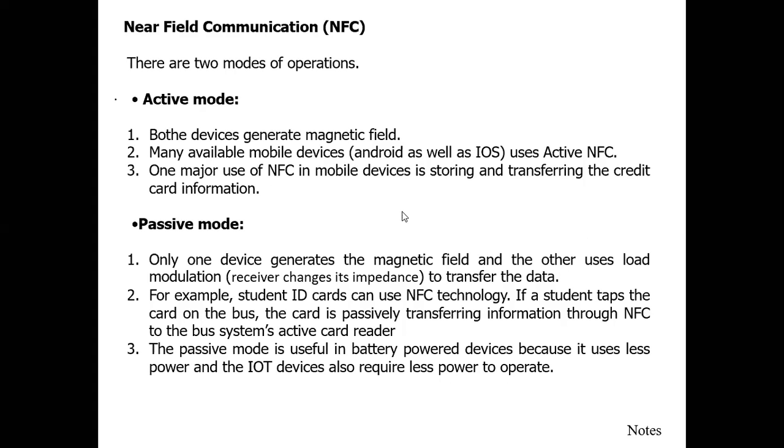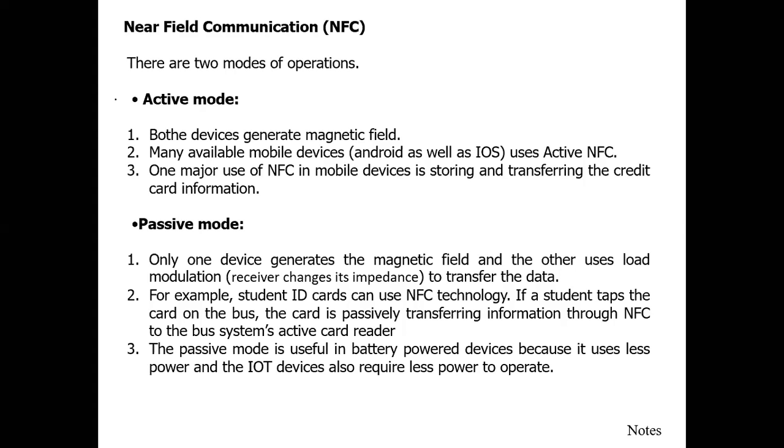Okay, so in active mode, the tag and reader both will have their own power supply. In passive mode, only one device generates a magnetic field, and the other uses load modulation to transfer the data. The device will get its power from the source, like from the reader. For example, student ID cards can use NFC technology.